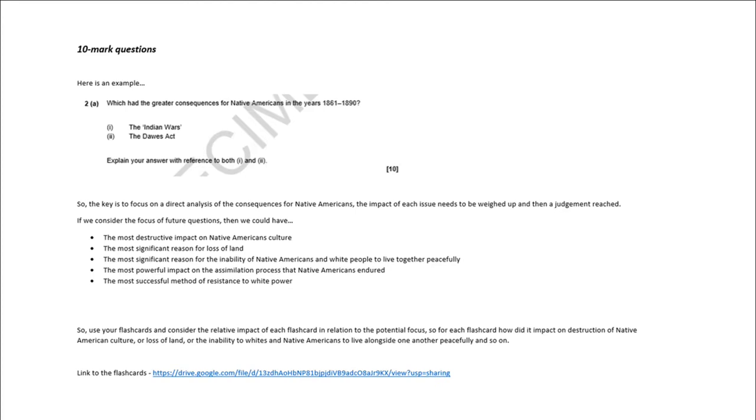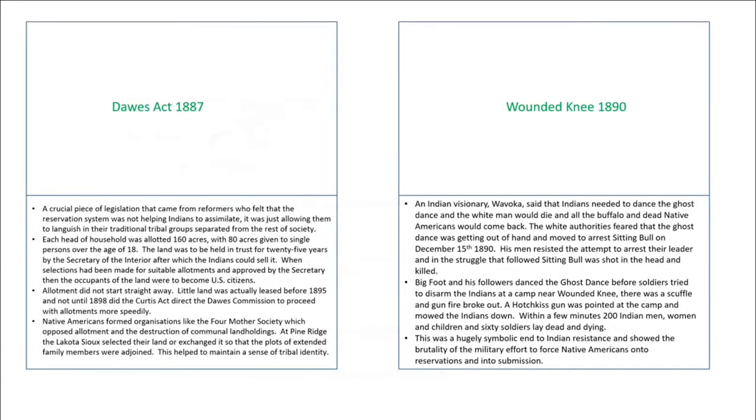So you're going to use the flashcards, and there's a link to those flashcards on the page there at the bottom. And you would use each flashcard that's relevant to a particular question focus that's listed in the bullet points there, and you would try and weigh up which is the most important. So you've got Dawes Act and Wounded Knee here. Which one of those was most significant in destroying Native American culture?